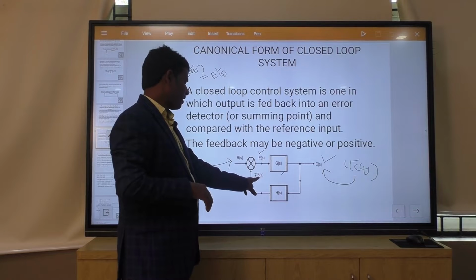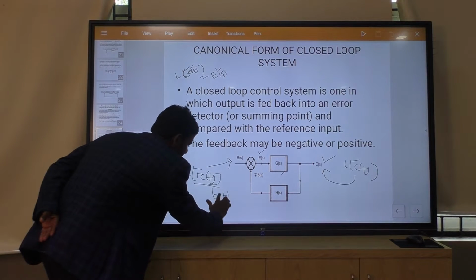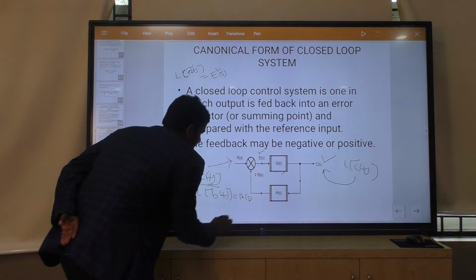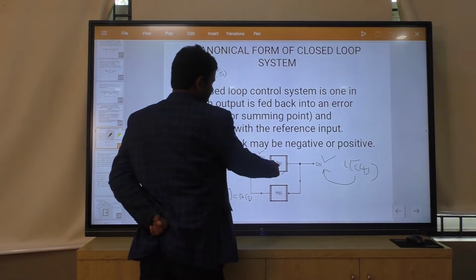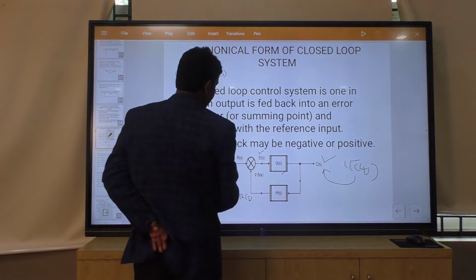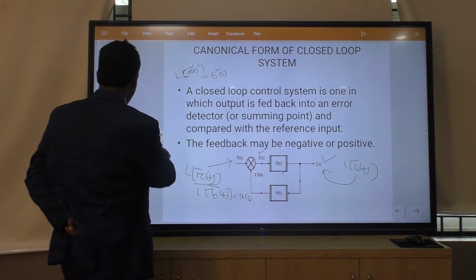BS is the feedback signal. BS is the Laplace of small bt. BS is the feedback signal, RS is the input signal, CS is the output signal, GS is the forward path transfer function, HS is the feedback path transfer function, ES is the error signal. These are the terms relating to a closed loop system here.